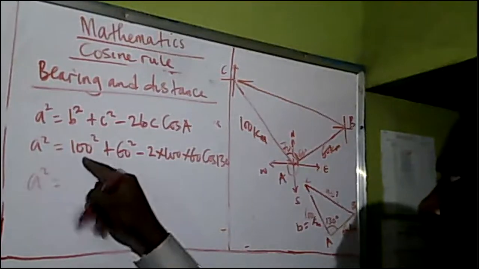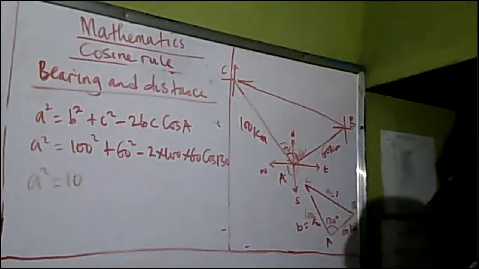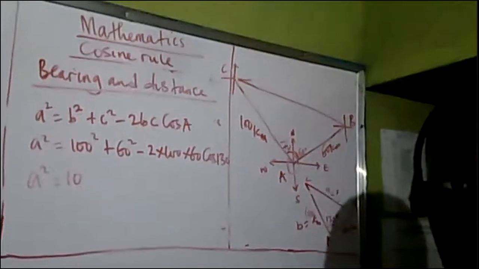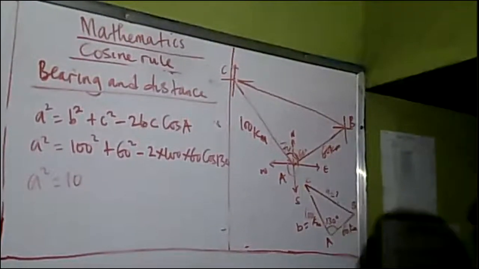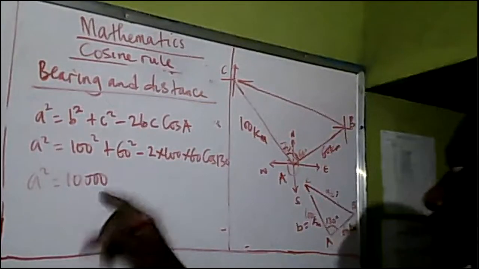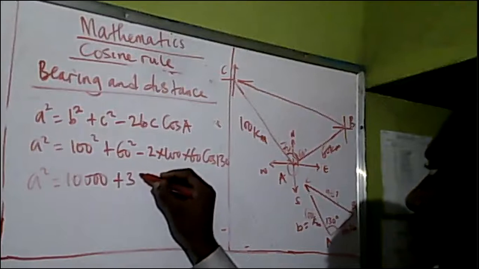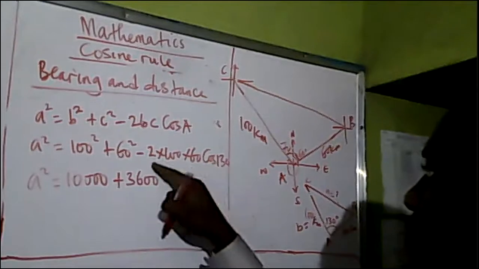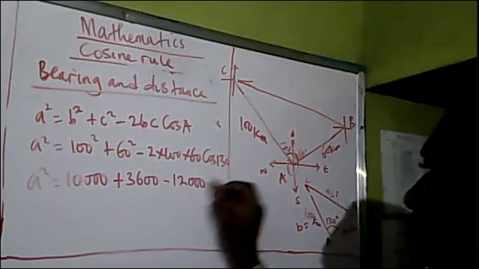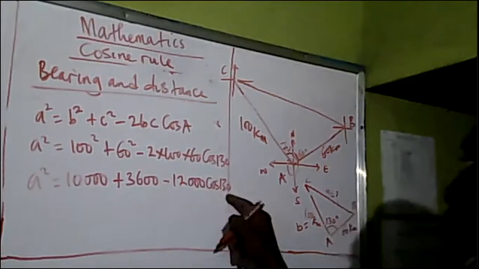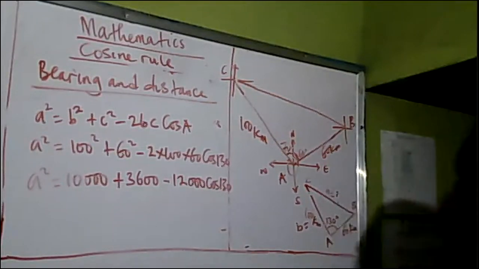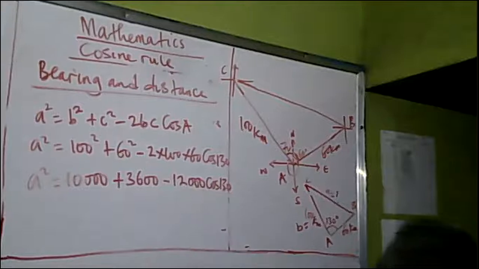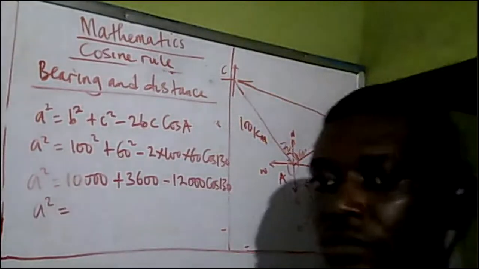So a squared will now give me 10,000 plus 3,600 minus 2 times 6, 12. 2 times 6, 12, 1, 2, 3, 12,000 cos 130. So if you look for cos 130, you get a negative fraction, minus 0 point whatsoever. Minus times minus will give you plus. Multiply this by this, and you get your a squared. So let's use the help of the slide.